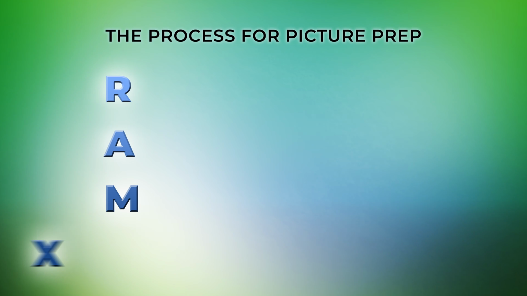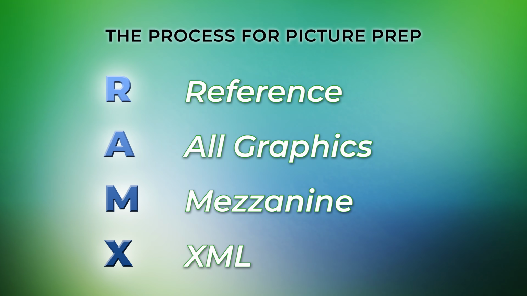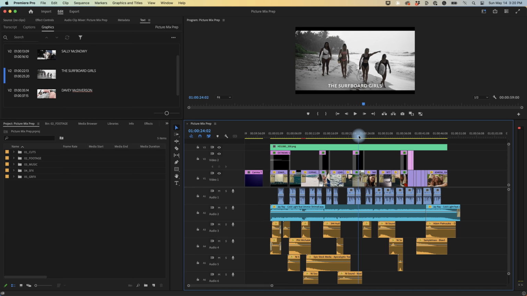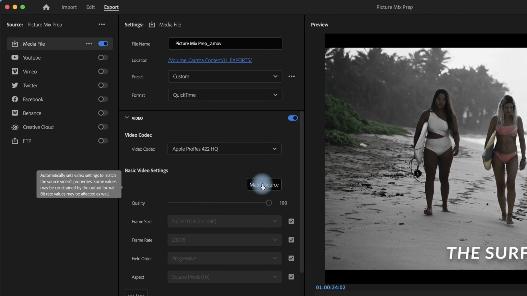RAMX stands for Reference, All Graphics, Mezzanine, XML. The first item is the reference. Now, you can skip this step if you've already seen my video on prepping for mix, as the process is the same. In that case, just use the timestamps to jump ahead to all graphics.